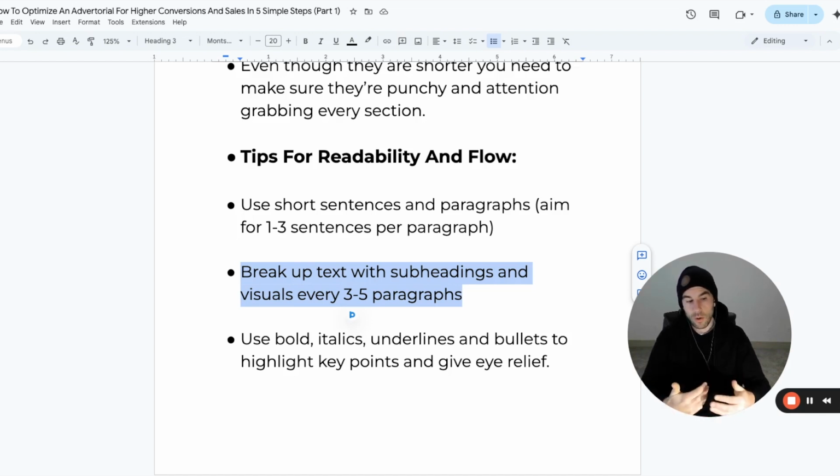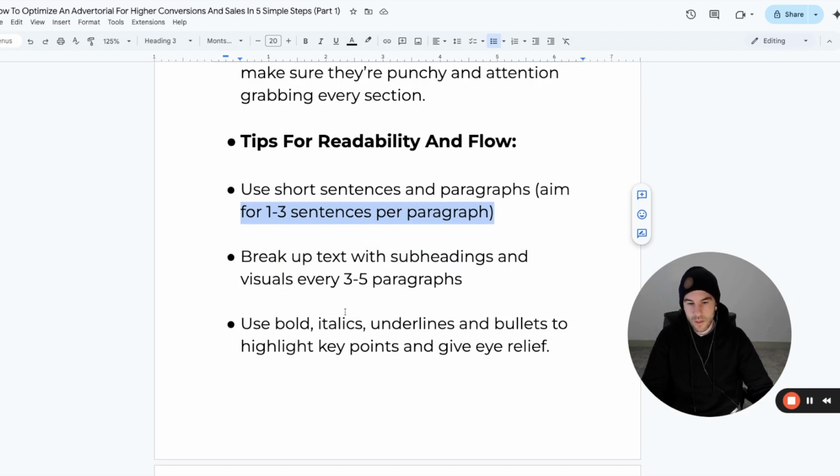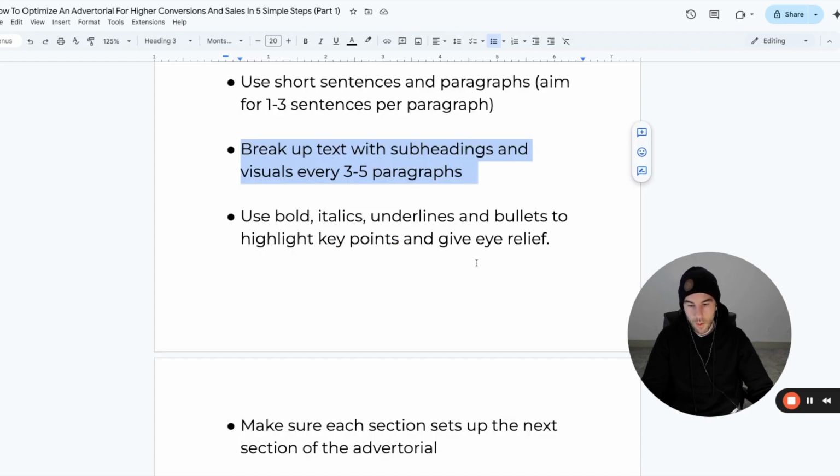The visuals are also going to capture people. Same thing with the subheads. If you get your subheads dialed in and make them shocking and attention grabbing, just breaking it up so it's not these huge chunks of text is also going to be really helpful. And the 1 to 3 sentences is really great because on mobile, it just makes it a lot easier. Same thing with this, it just makes it really easy to read on desktop or mobile.